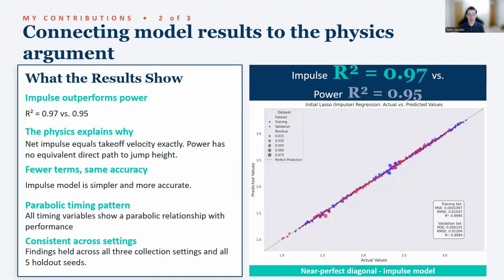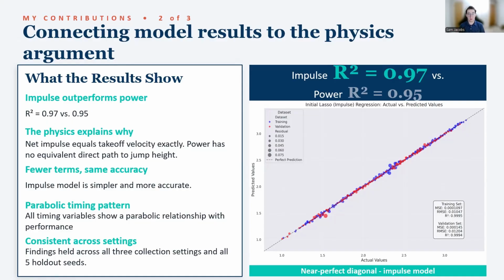So my second big contribution is in the interpretation of what the analysis produced and explaining why it came that way. In this slide on the right, we see this diagonal graph. This is the impulse model, which achieved an R squared of 0.97 versus 0.95 of the power model. What this means is the impulse model was 2% more accurate. This held consistently across all of our seeds and holdout sets. It wasn't just a one seed issue.